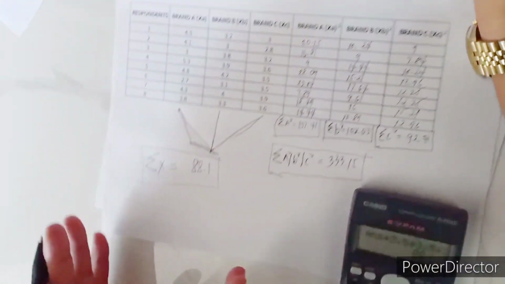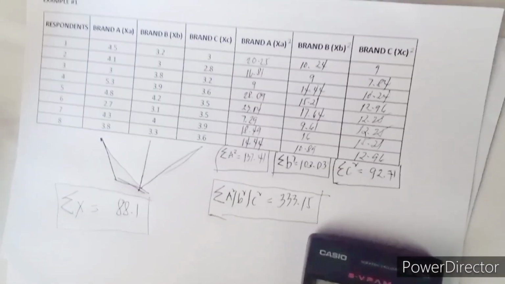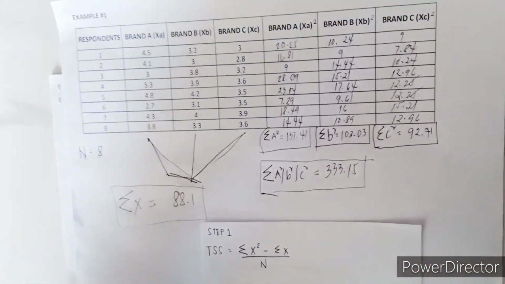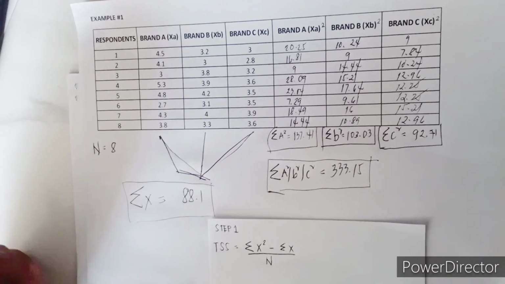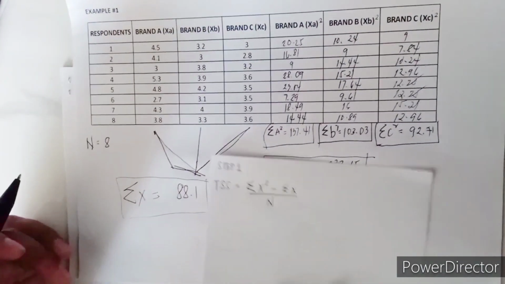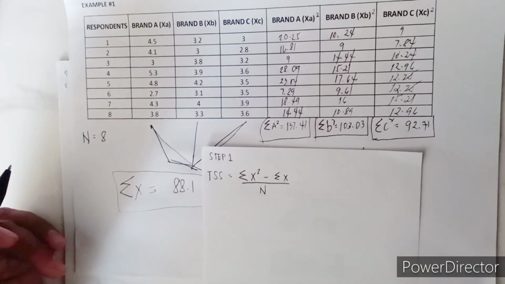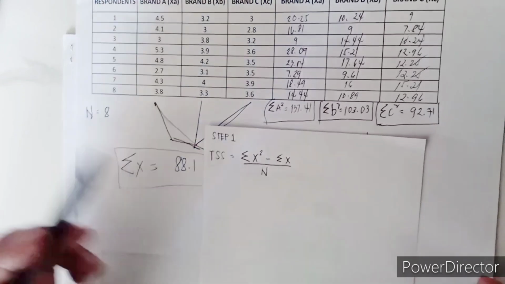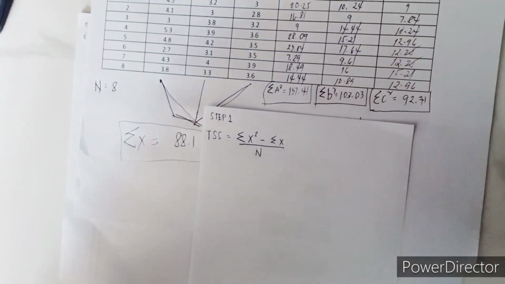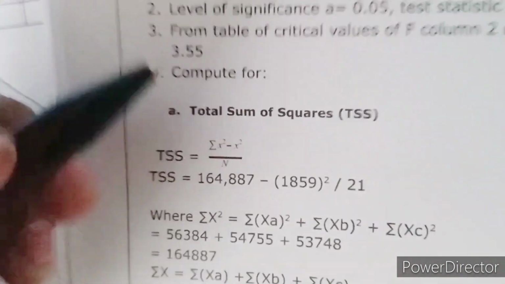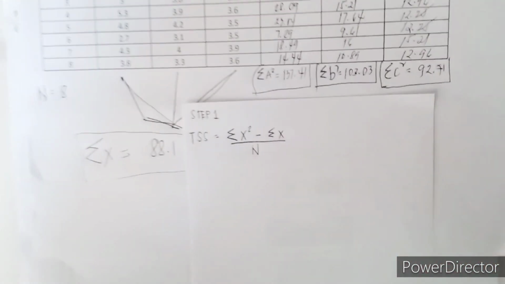So, pagkatapos ng table na dyan, let's proceed on our formulas. Let's now move on our 6 steps in computing ANOVA. Our first step is, of course, to get our TSS, which stands for total sum of squares. Our formula is summation of x squared minus summation of x all over n.